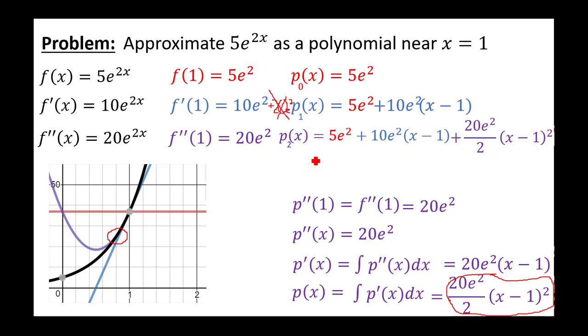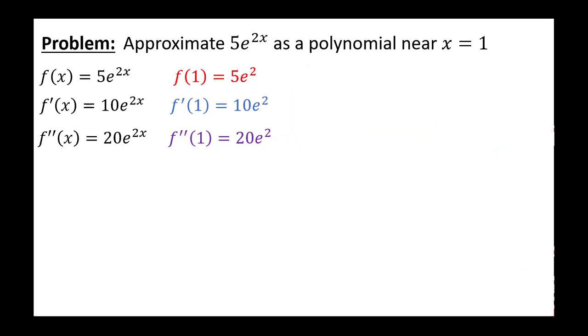We're getting a lot better. And well, we haven't really done the third derivative yet, but we could, and that would actually be a much better approximation. So this would be our third derivative of f of x using the chain rule. And if we evaluate that at 1, we just get 40e squared.